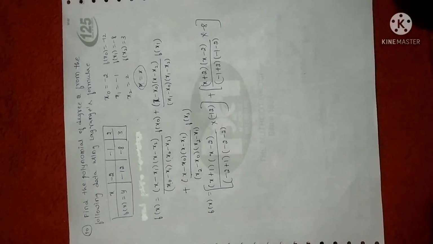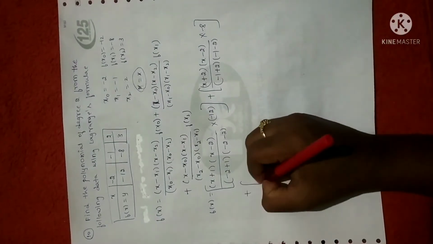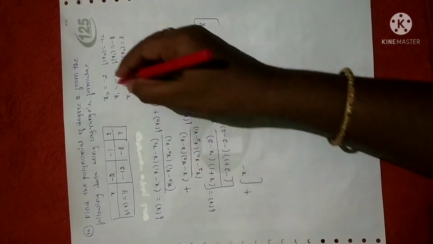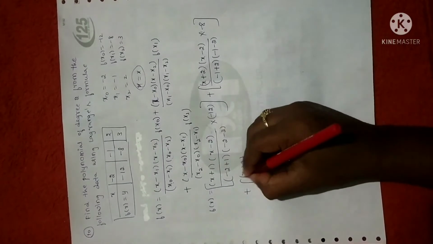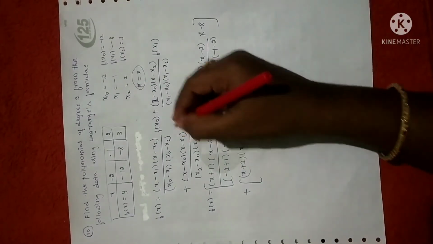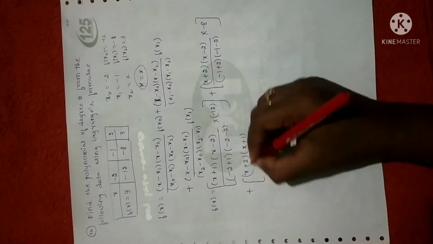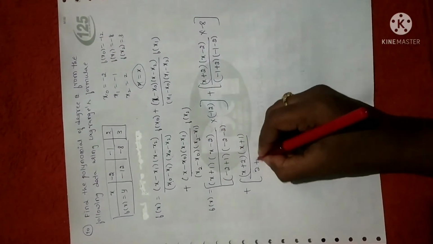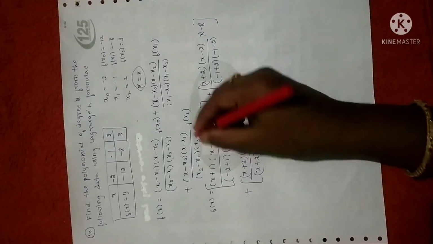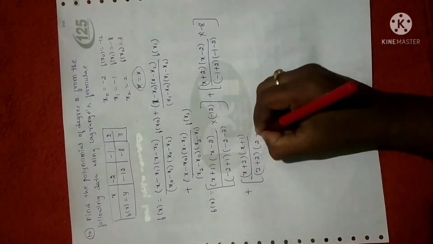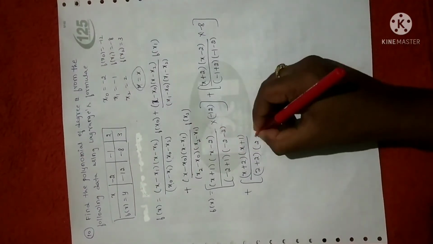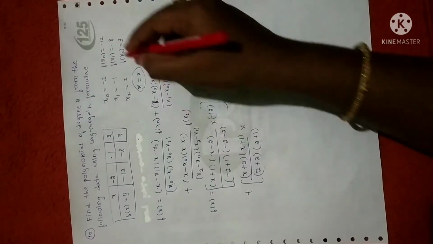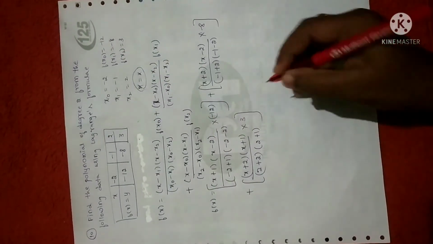minus 8. Next let me write the third term. So x value as it is, minus x0 value is minus 2, minus of minus is plus 2. Next x as it is, minus x1 is minus of minus is plus 1, divided by x2 is 2, minus x0 is 2, that is minus of minus is plus 2. x2 is 2, minus x1 is minus 1, minus of minus is plus 1, into f of x2 value is 3. So just a substitution.